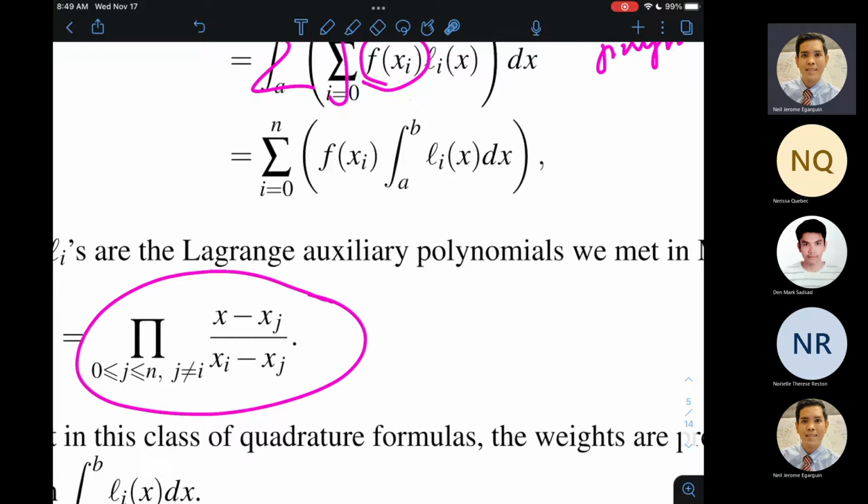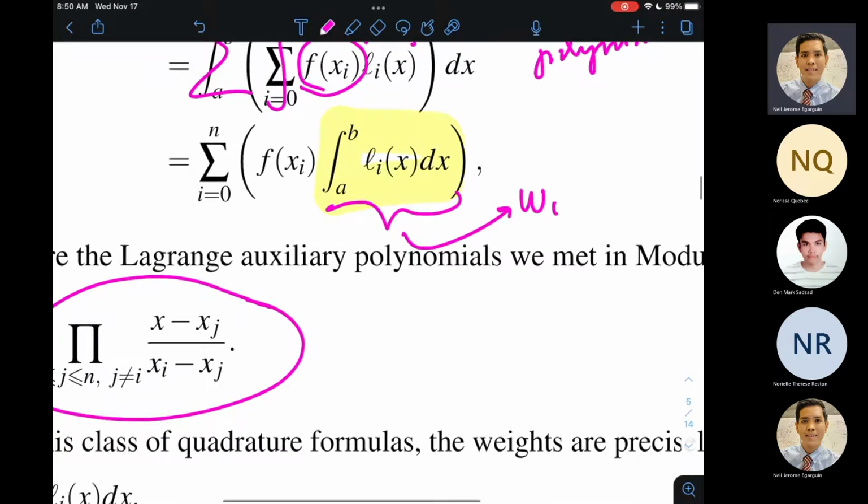So this serves as our weights. So ito yung weights para sa Newton-Cotes quadrature rules. Alright? So kukumpitin lang natin yung integral ng Lagrange basis polynomial from a to b, and they will serve as the weights for the function values. Tapos kukunin natin yung linear combination with these weights and we get the approximate for the integral. Okay?